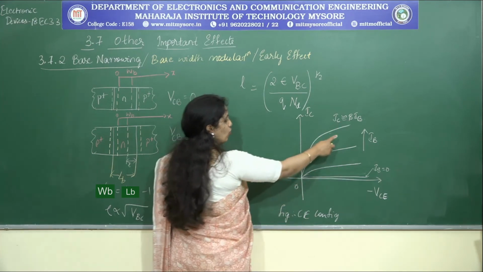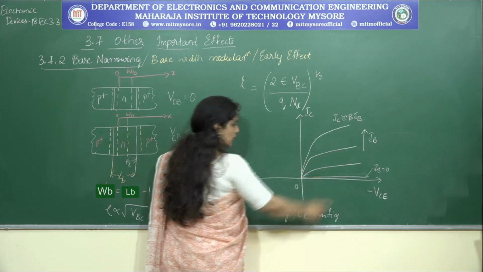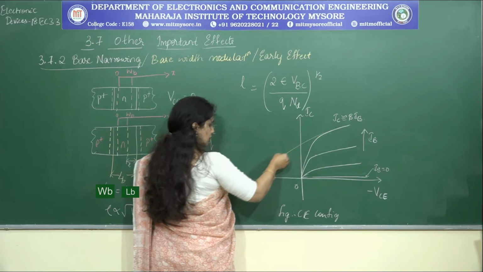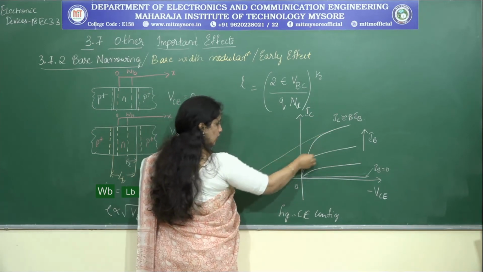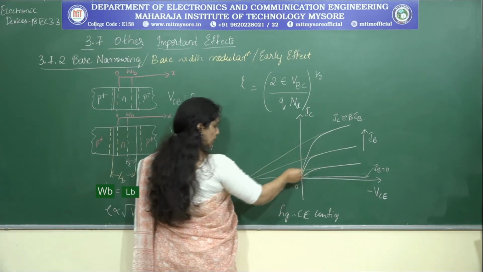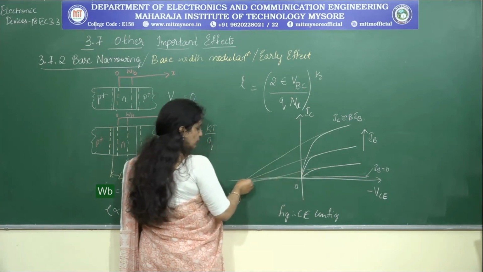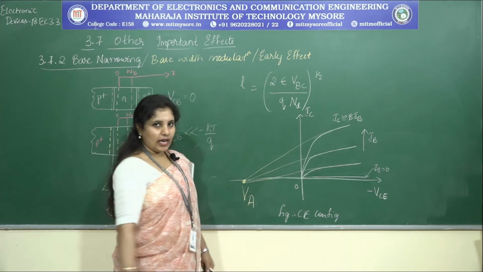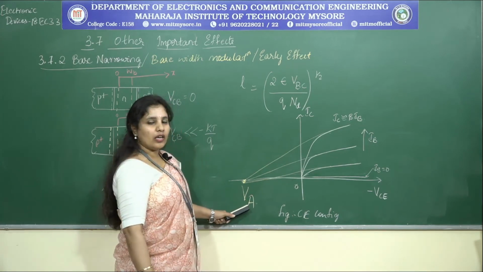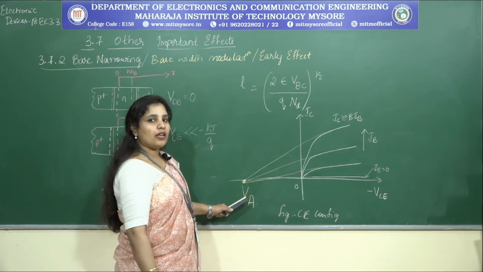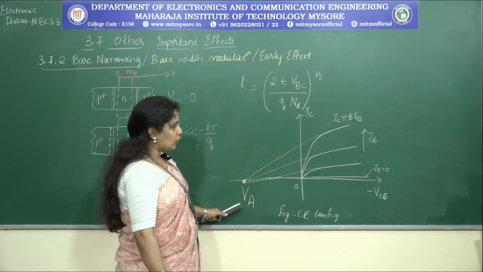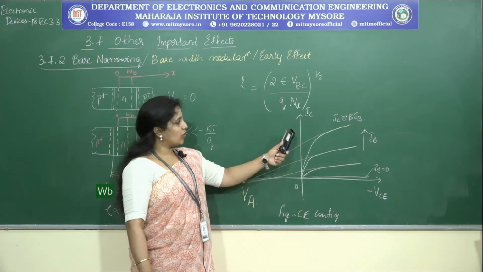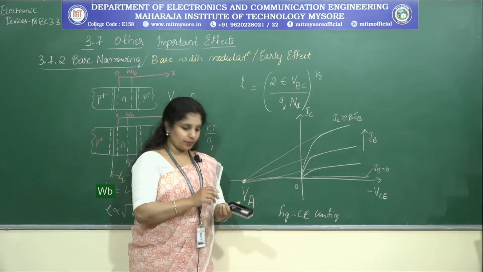Now, if I want to know at which voltage this is happening, all I have to do is trace this back in the backward direction, and all these lines will meet at a particular point. That voltage is referred to as VA, the early voltage, which indicates the voltage at which this early effect can be seen. That is the voltage at which you can see the tremendous increase in the IC current.